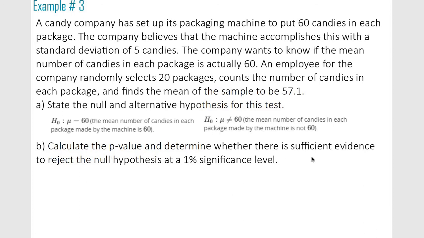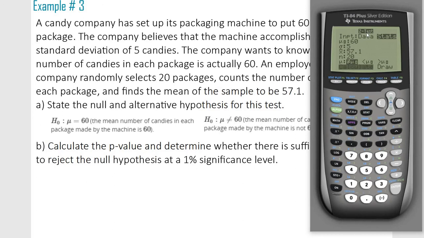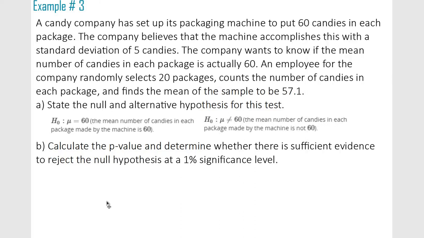So we calculate the p-value and determine whether it's sufficient evidence to reject the null hypothesis at a 1% significance level. So we run a z-test since we know the information, but this time we do statistics. So this is our population, and this is our sample with 20 items. That's our alternative hypothesis. All we need to know is how to put it in our calculator. We calculate it, we get a p-value. That's what we look at.